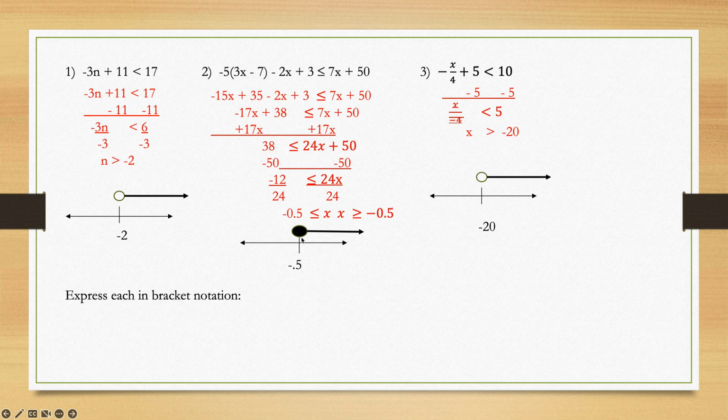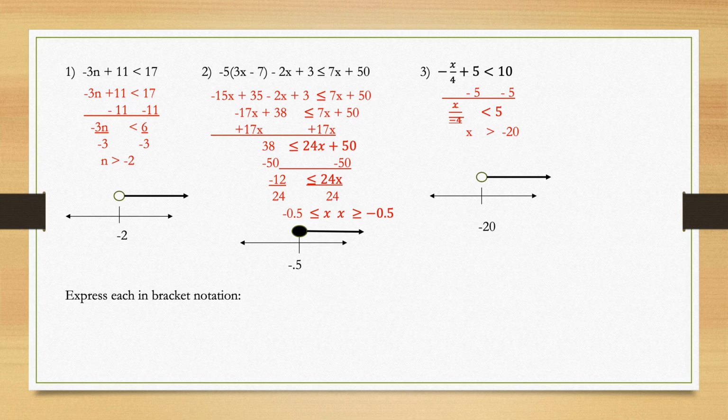And you could tell, if the circle's filled in, it is a solution. If the circle's not filled in, it's not. And for negative 20, it is not a solution because it's not filled in, and the arrow, there is no "or equal to" underneath. Okay, let's express each of those three in bracket notation. So let's do that. I'll give you a minute or so. Your time. You can start whenever you're ready.